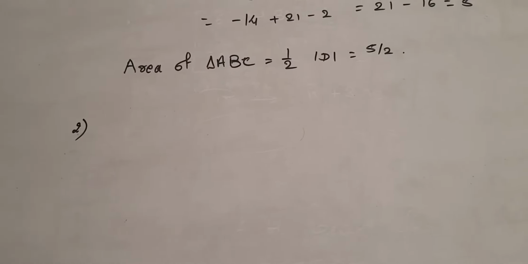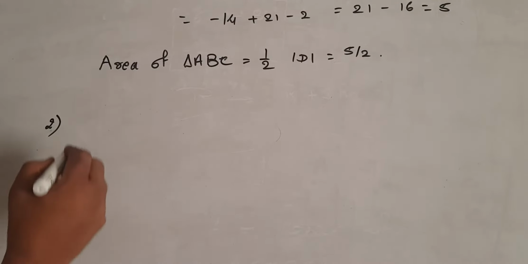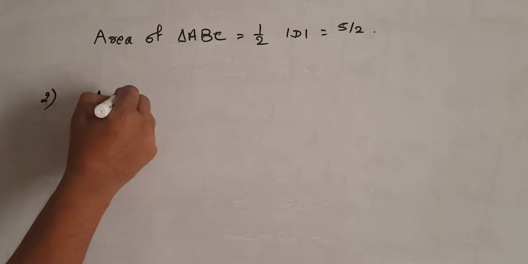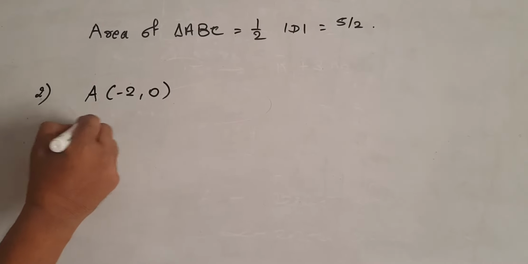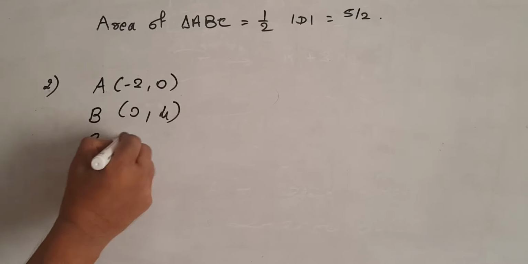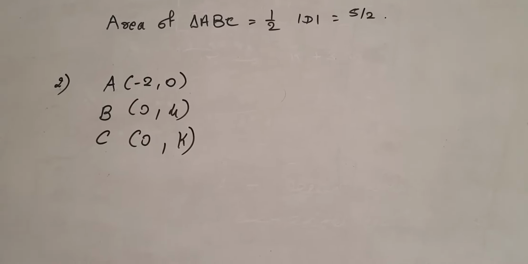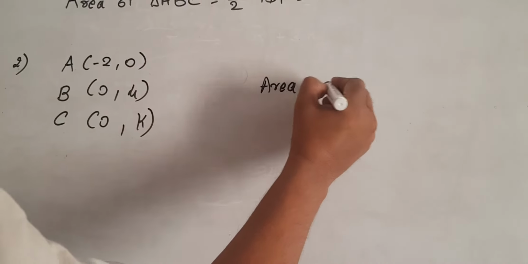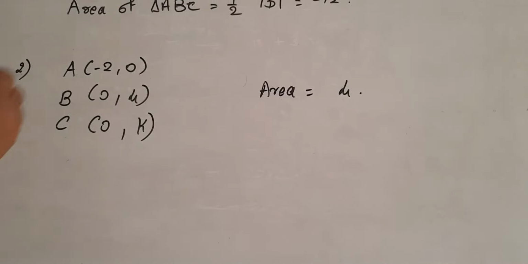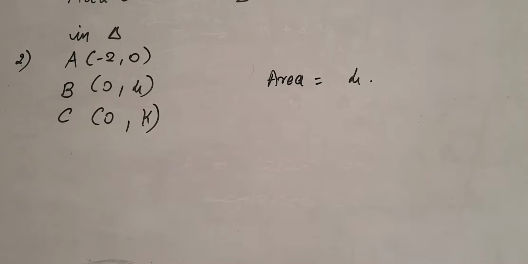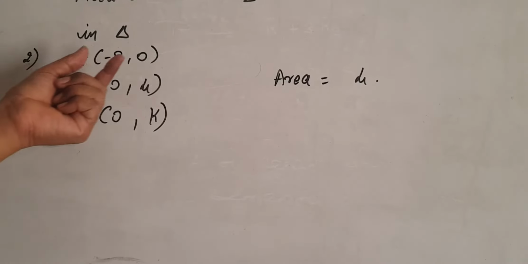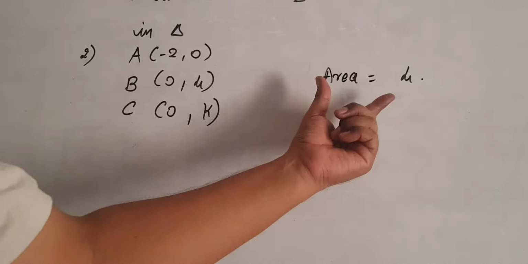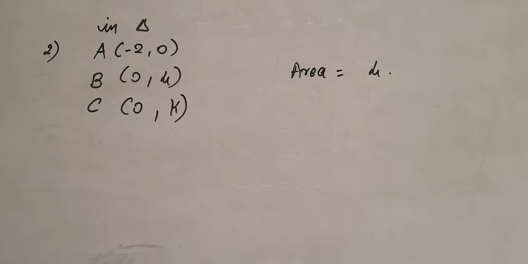See, if A is (minus 2, 0), B is (0, 4) and C is (0, K), and the area of triangle ABC is 4, find this K. Means in the triangle ABC, the coordinates of A are minus 2, 0, B is 0, 4 and C is 0, K. If the area is 4, find the value of K.